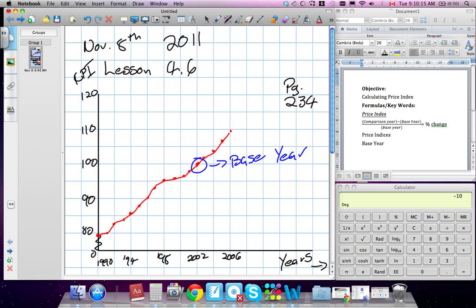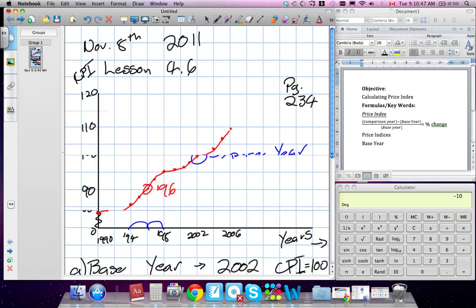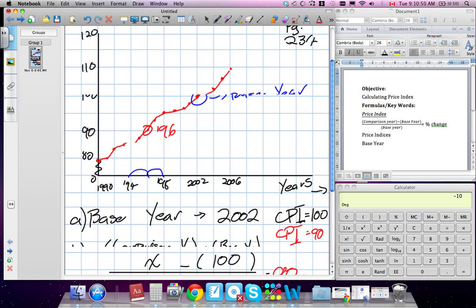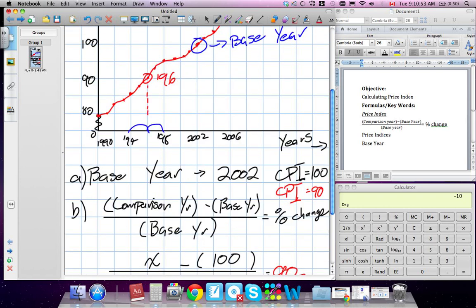Okay, we're looking for a decrease of 10%. So when the CPI is 90% of 100, what number will we be looking for on the graph? 90. Okay, so what year are we looking for when we look over on our graph for years? Halfway between 94 and 98? 96, okay? We're looking for the year 1996. That's when our price index will be 90% of our base year. Okay? So it would have been 8 years before.